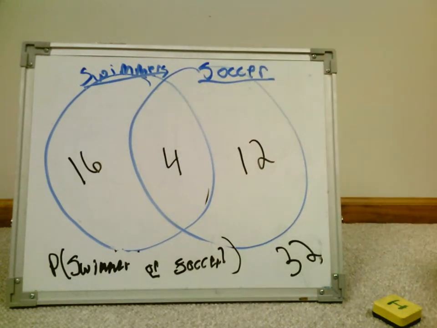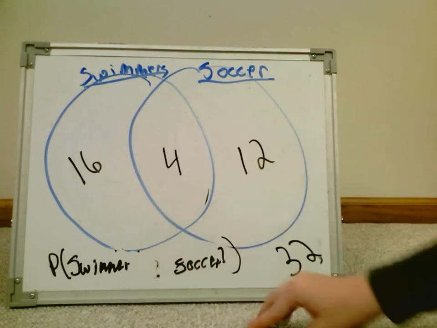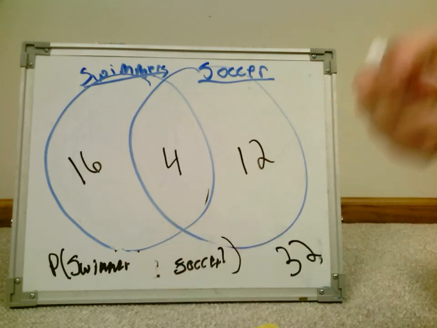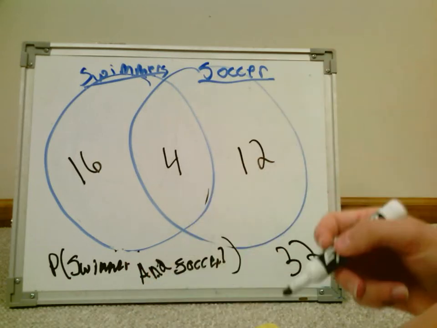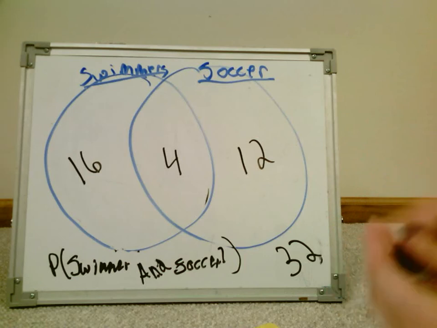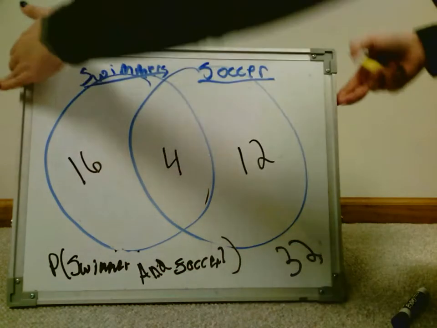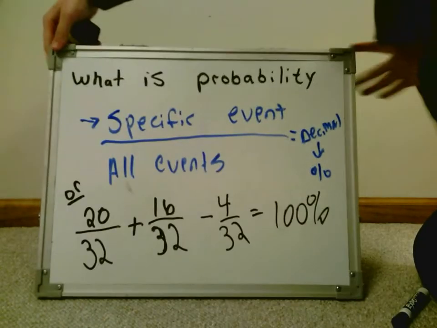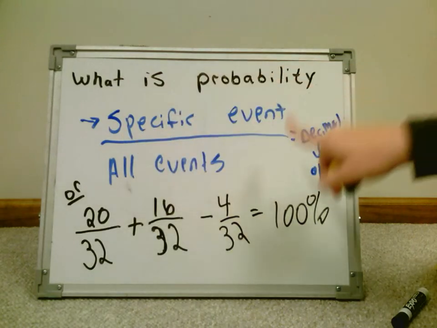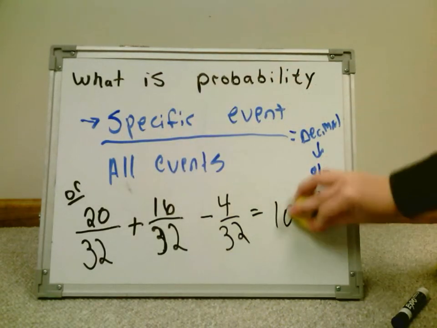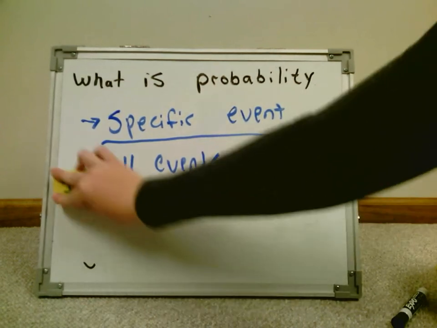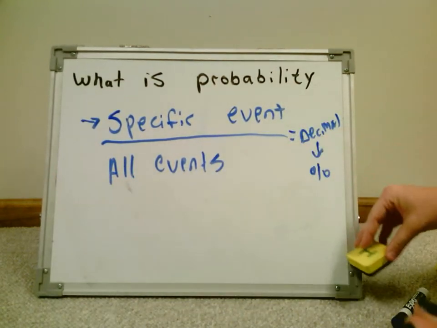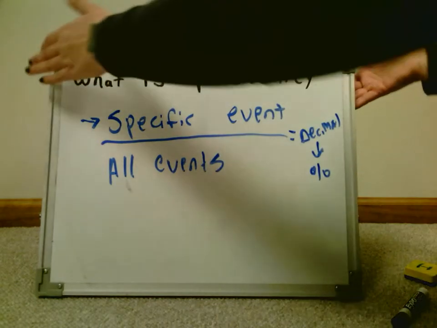The ands, and the last thing that I'm going to talk about today, the ands, how does that make a difference? The and, when I put and in there, that means the event that I'm considering. What is the event that I want to happen? What is that specific event that I want to happen? Now what I want are the people that are both a swimmer and a soccer player.